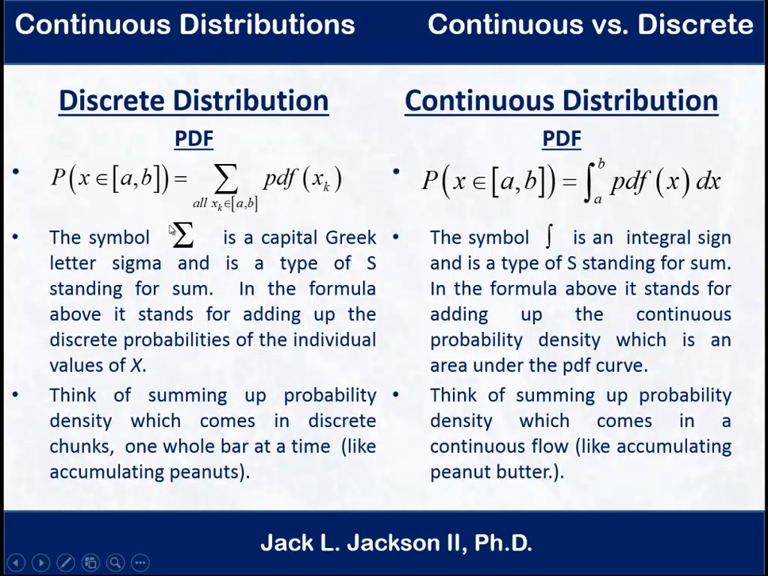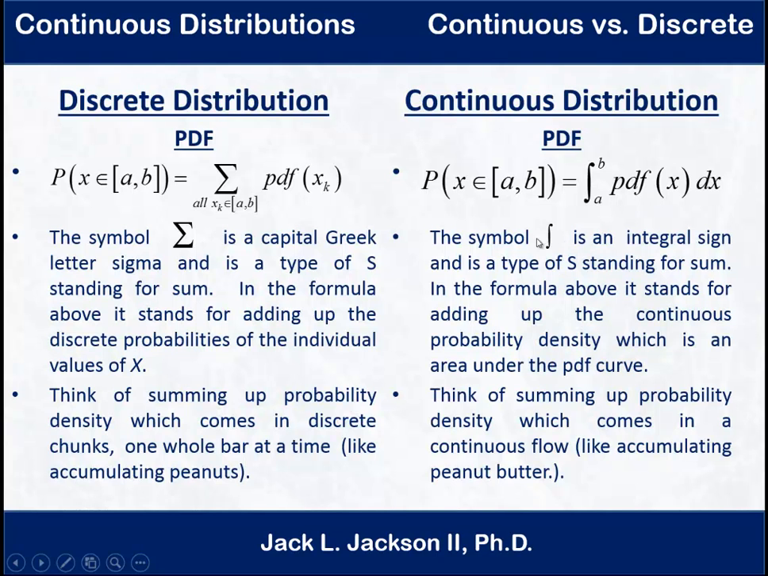So notice that the Greek sigma is a capital Greek letter sigma, and it's sort of a Greek version of our Roman letter S, standing for sum. So in this formula above, this sigma means add them up. Okay? It means sum up or add up the discrete probabilities for each individual one. Now, how does that translate over here to the PDF of the continuous case? If we want to find the probability that x is between some value a and b, we want to sum up the PDF in this case.